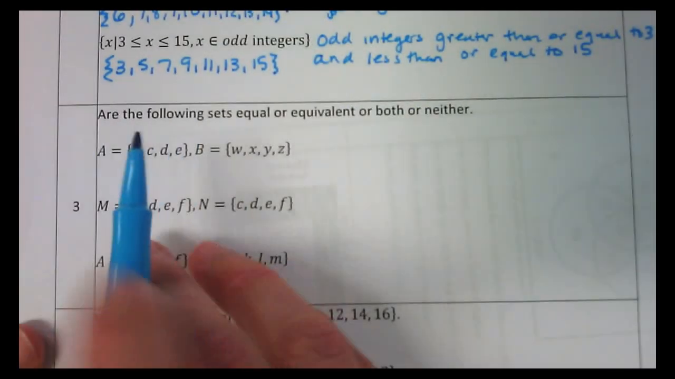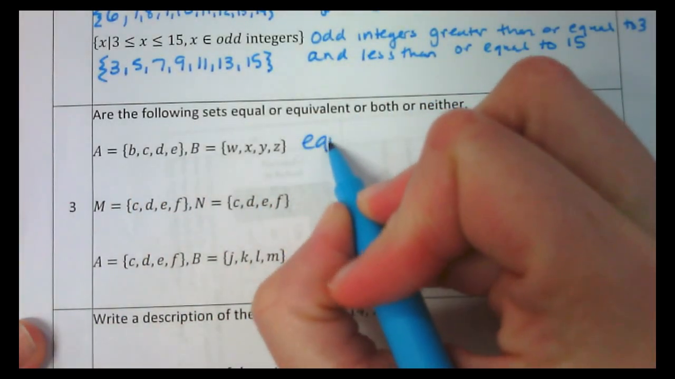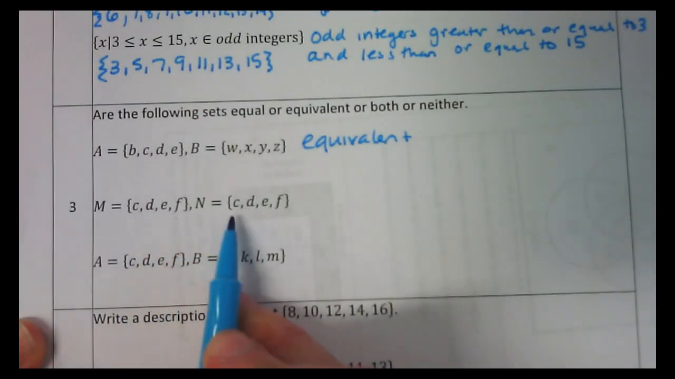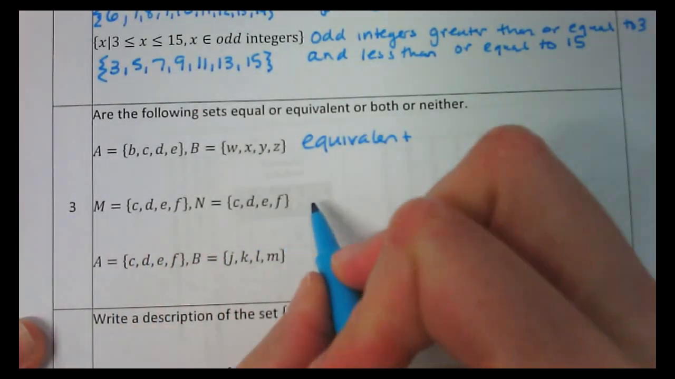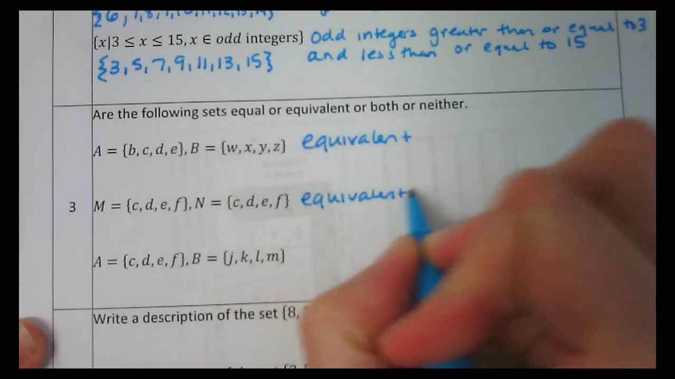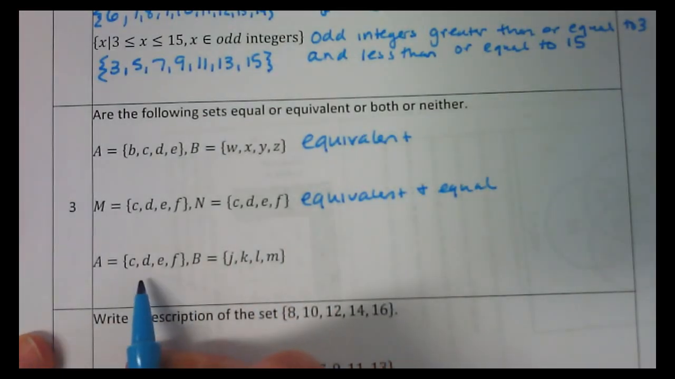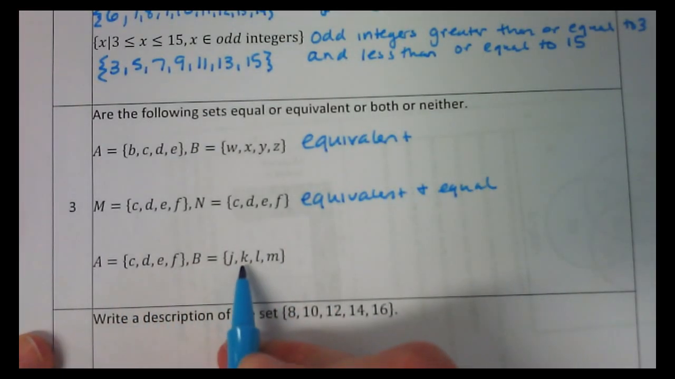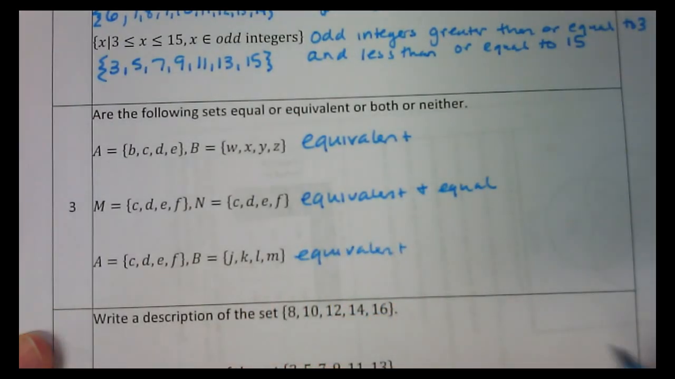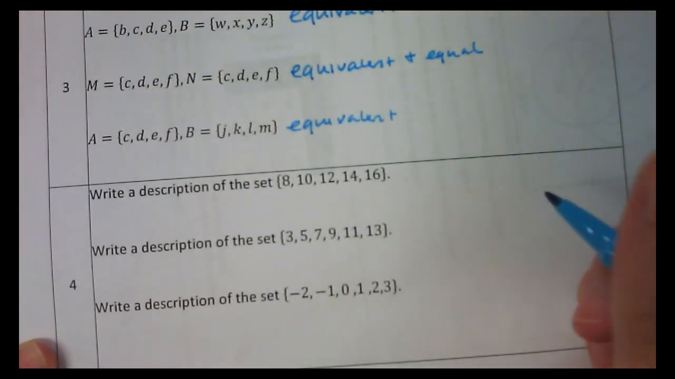So if they just have the same number, like this has 4 and this has 4, this would be equivalent. This one, C, D, E, F, C, D, E, F, they are exactly the same. So this is equivalent and equal. And the next one, C, D, E, F, J, K, L, M, this one is just equivalent because they both have 4 elements.